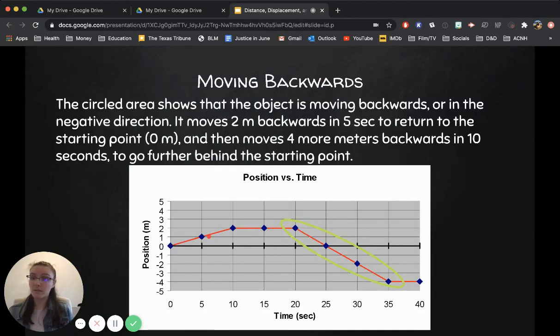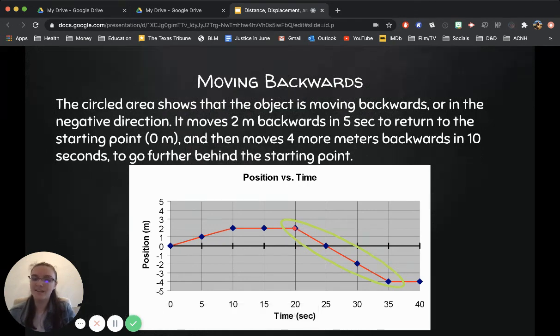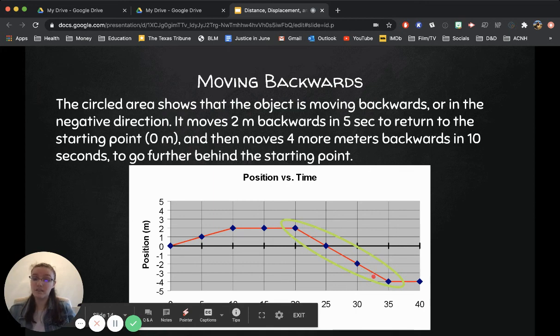We can also see what it looks like to move backwards or in the negative direction. This object started at 20 seconds. At this point, it is 2 meters away from the origin. So it takes 5 seconds to move backwards 2 meters. And now we're back at the starting point. Then I'm going to keep going backwards beyond the starting point for another 10 seconds and end up 4 meters behind the starting point. So maybe this is just walking forward and backward.